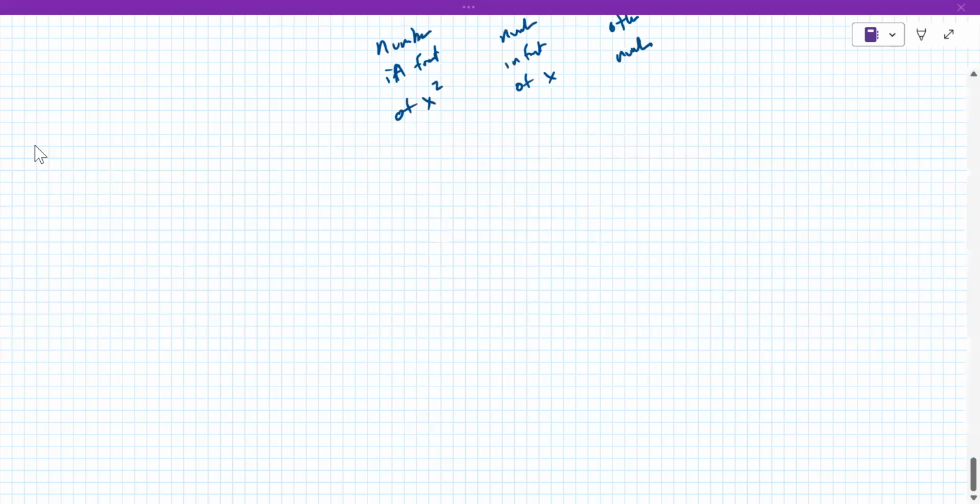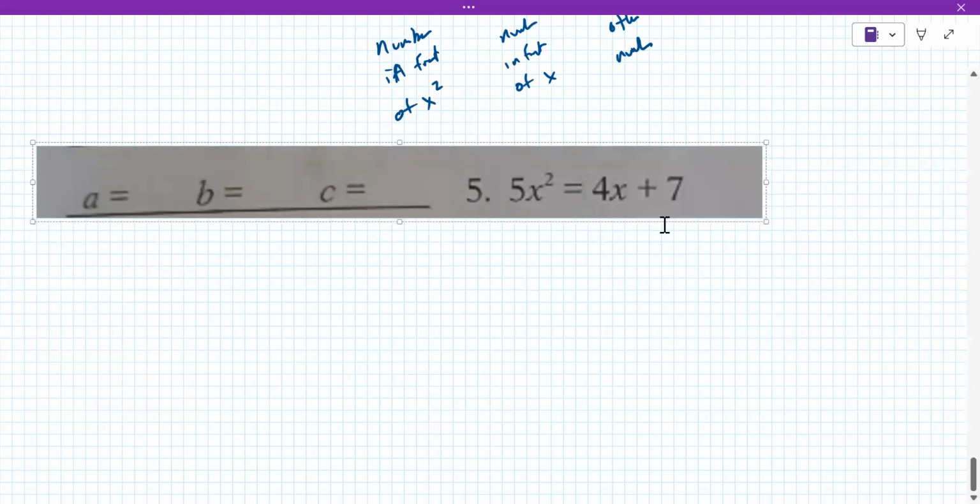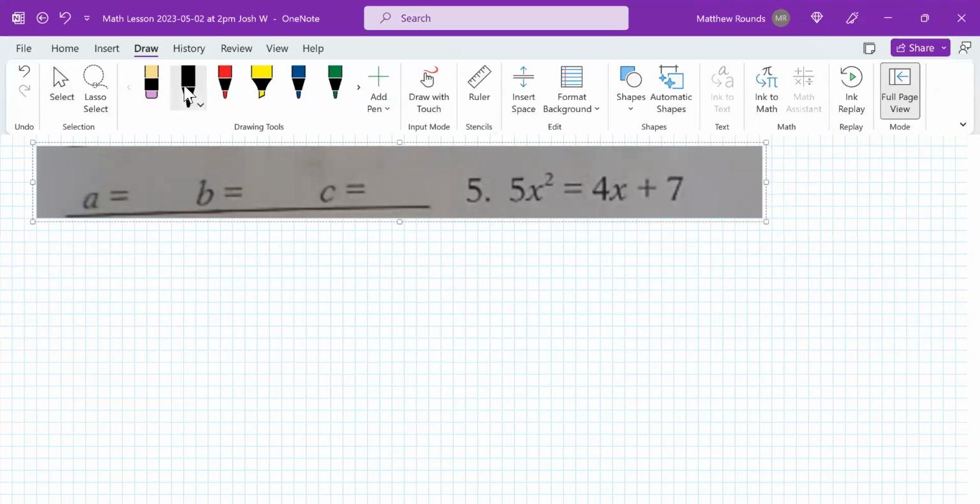So I'm gonna grab the snip. So on the right here, I want you to put this in standard form. 5x plus 7. And then what was it up here? Ax squared plus bx plus c equals 0. So what is in front of Ax? It's 5. And then that's 4. And that's 7.